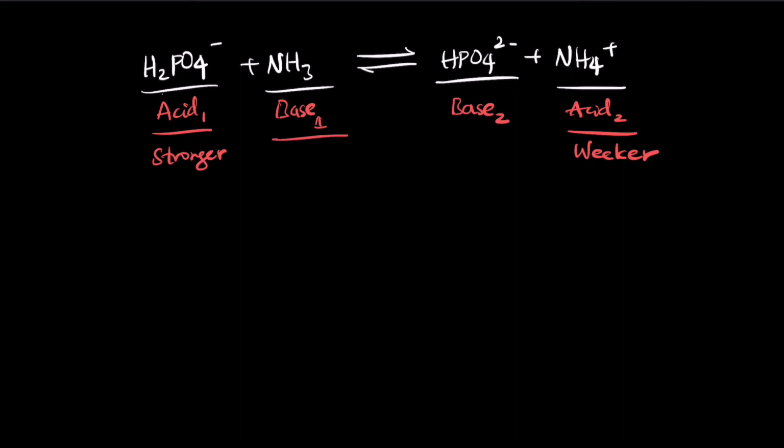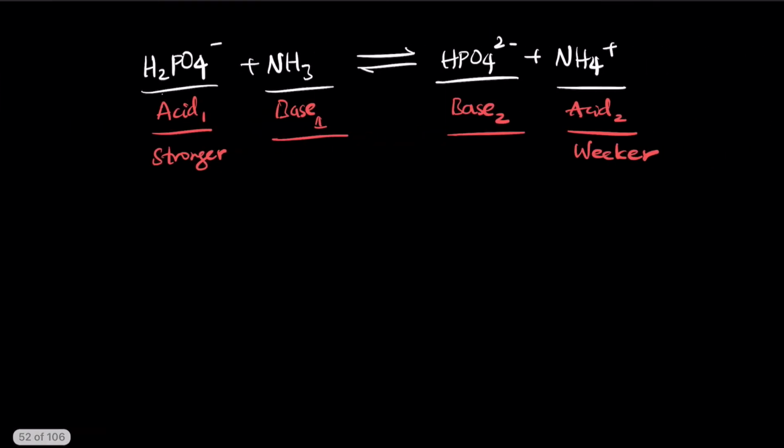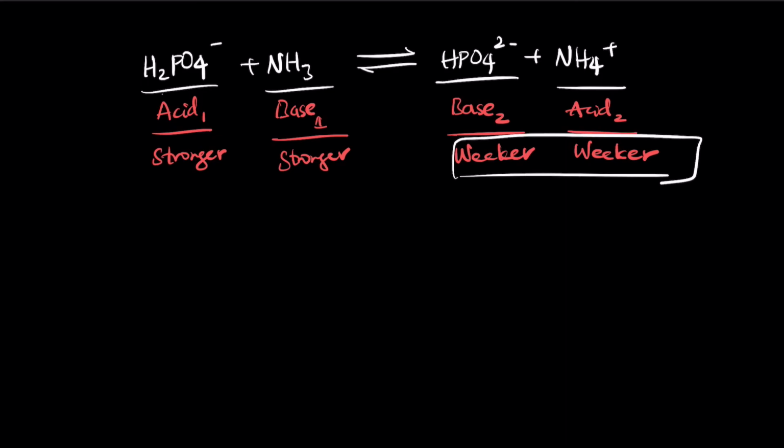Now let's go to the base side. You're comparing NH3 with HPO4 2 minus. Notice that we are talking about the reverse direction here, which means NH3 is stronger than HPO4 2 minus. So NH3 is stronger and this is weaker. Now we have compared these. Now which side is the weaker side? We notice that this side is the weaker side, which means that the reaction will favor the direction which is weaker, so the reaction will favor the right side.